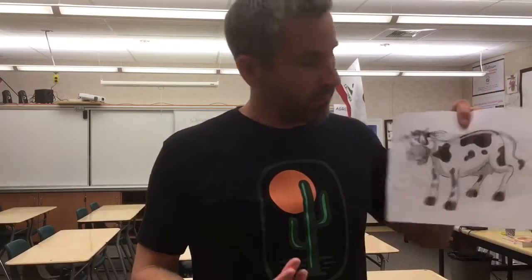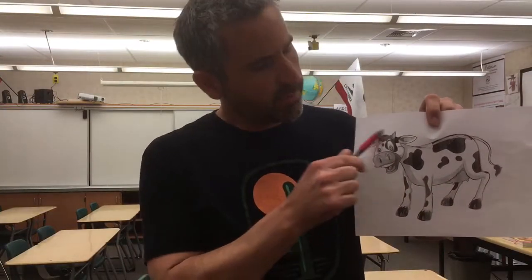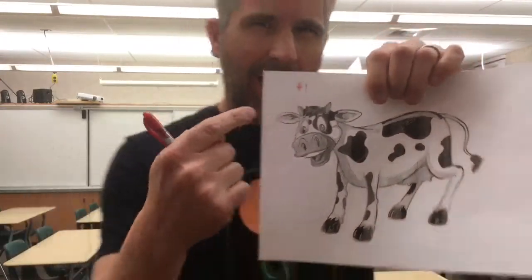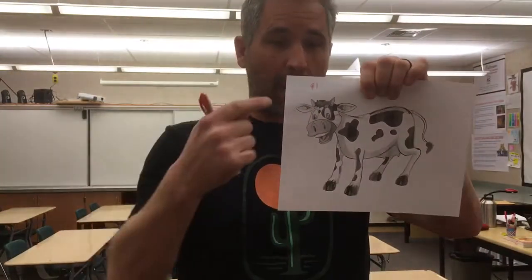Each paragraph has multiple parts. Paragraph 1 is going to be the head of the cow. Go ahead and write paragraph 1 over the head of the cow. Now that you have that, I need you to memorize 3 things about paragraph 1.